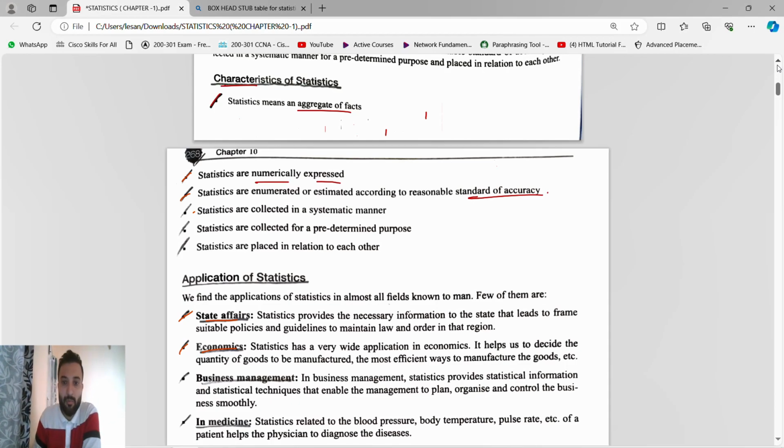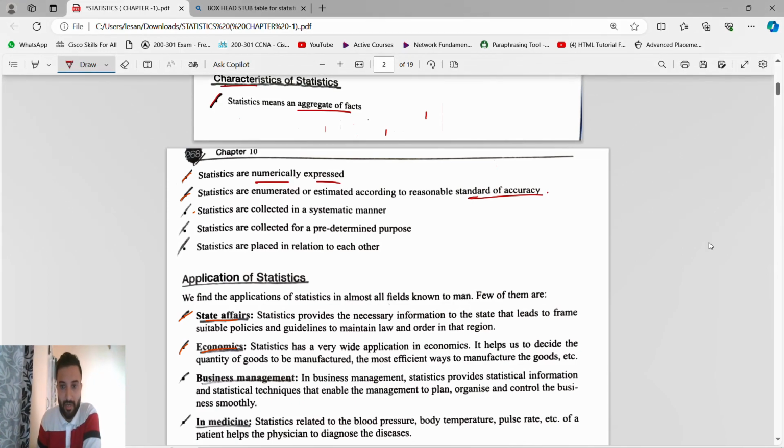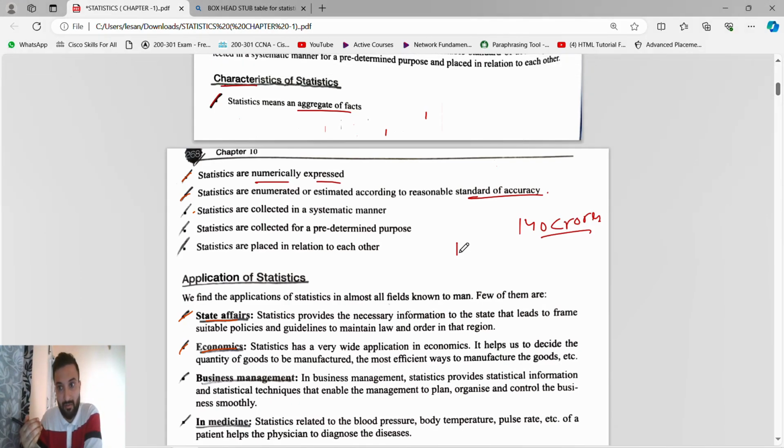Because see, what is the population? If I ask you what is the population of India, you will say, sir, nearly 140 crores, right? You will not say 136 crore, this many lakhs, this many thousands, this many hundreds. You will say approx 140 crores, or 136, 135, 138 crores. So we will say approx.